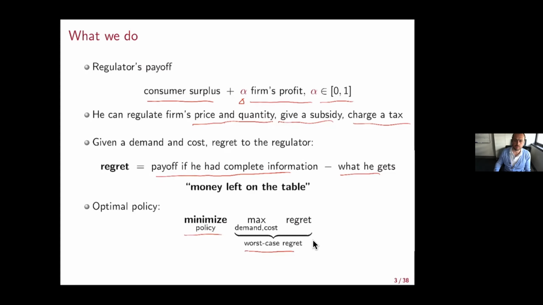Yes, a quick question. When you say that the regulator can give a subsidy or tax, do you put some restrictions on the set of feasible mechanisms that the regulator can use, or not? We don't put any. What I meant here is that there is no limited liability on either side. There is no liquidity constraint. Yeah. Great, thank you.